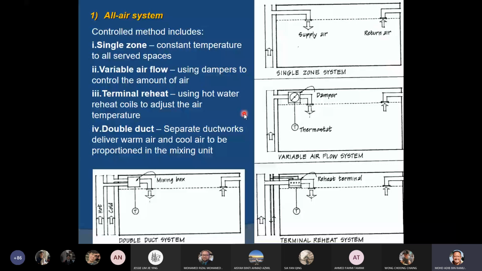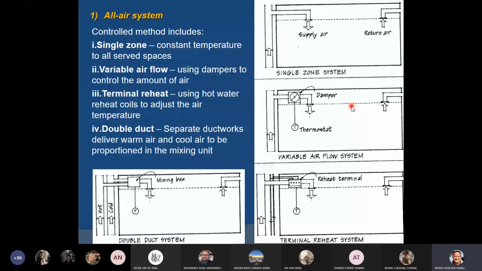The second one is variable airflow, using dampers to control the amount of air. You can see between these two diagrams here, basically the components are the same, with just the ductwork, but the difference is actually the introduction of this damper. Okay, the damper, if you still remember last week, the fire damper in the mechanical ventilation system, basically it looks like louvers or blades inside this compartment here to control the amount of air transferred to the room. Right?